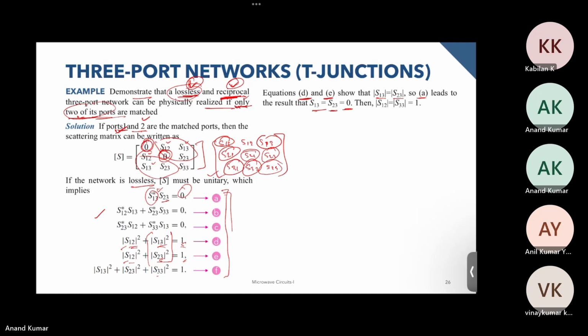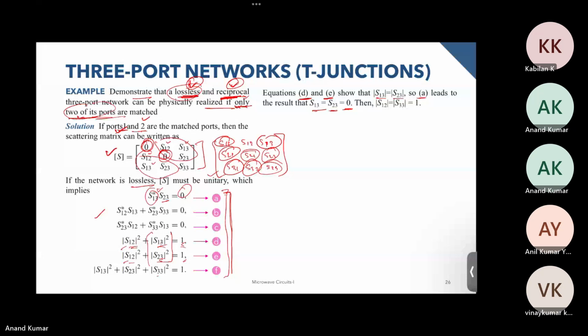And we have been also told that since this network is lossless, this implies that this S matrix is unitary, and we know that for a unitary matrix, these things will be true. So now we have got the 6 expressions over here.